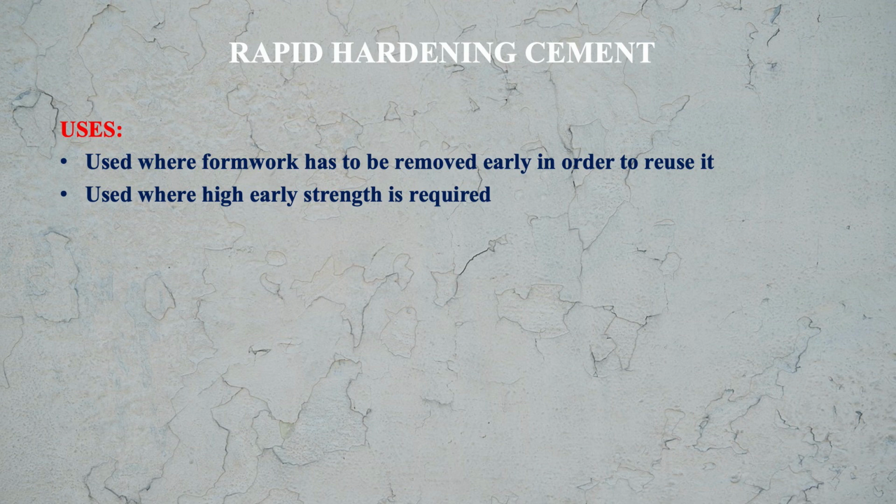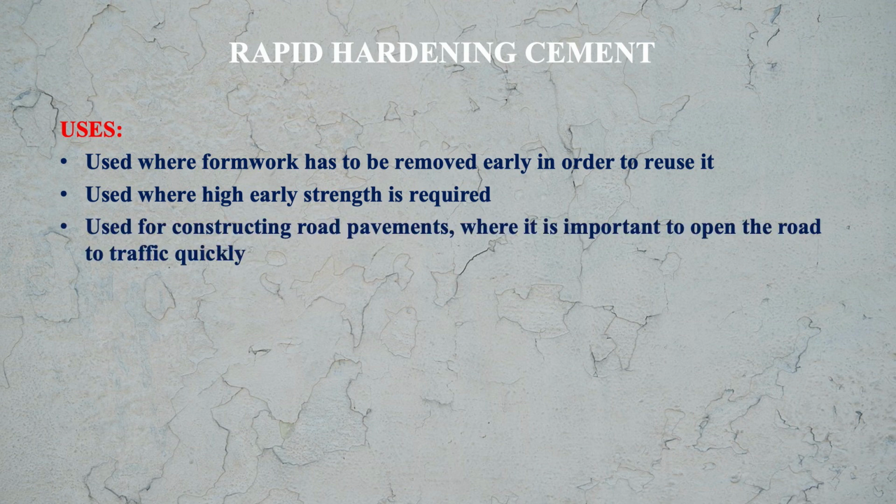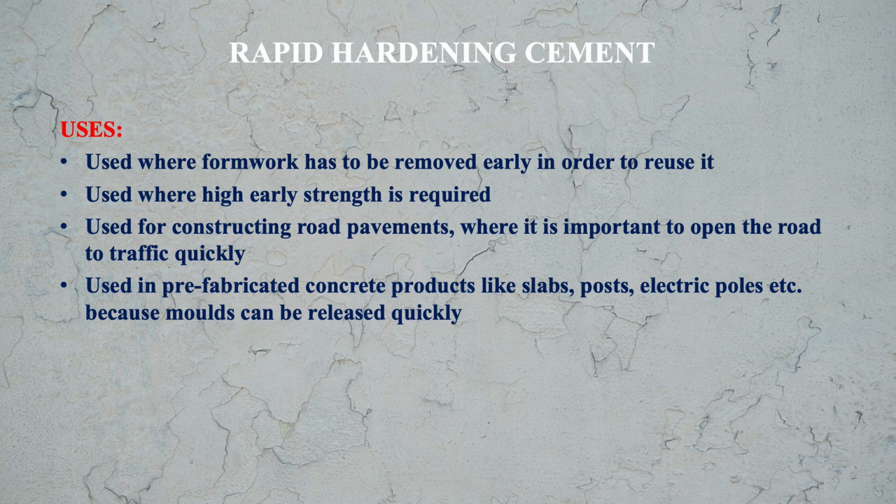Also, this cement is used for constructing road pavements where it is important to open the roads to the traffic quickly, because you cannot obstruct the traffic for a long time. So here we have to open the road to the traffic at early stage, as early as we can do. So the only option we have here is the use of the rapid hardening cement. This cement is also used in prefabricated construction products like prefabricated slabs, prefabricated posts, electric poles, etc. because the molds can be released quickly here.